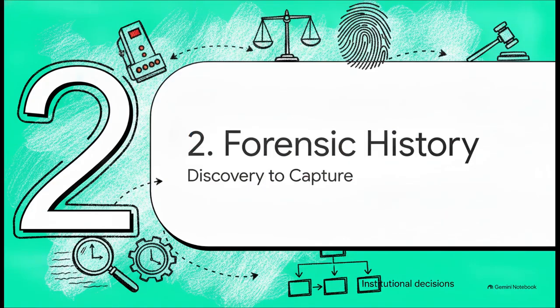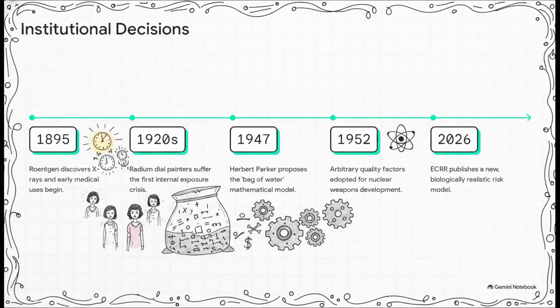Section 2. A forensic history, from discovery to capture. The textbook reconstructs this forensic timeline, suggesting that the bag of water model wasn't exactly a biological triumph, but rather a mathematical convenience. Going back to the 1920s, young women painting luminous clock faces ingested minute amounts of radium-226 and suffered horrific, fatal systemic diseases.